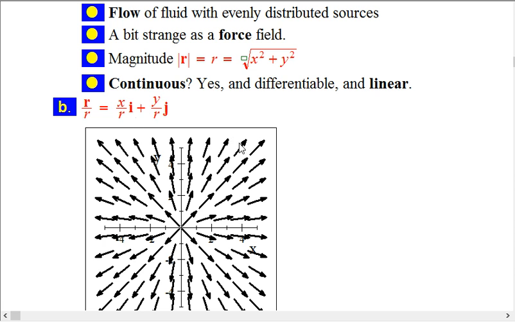Okay, so let's look at the next one. We're going to take the vector field r and divide it by the radial function r, the scalar function r. So the components are just x over r and y over r, or in other words, x over square root of x squared plus y squared, etc. And what does that look like?